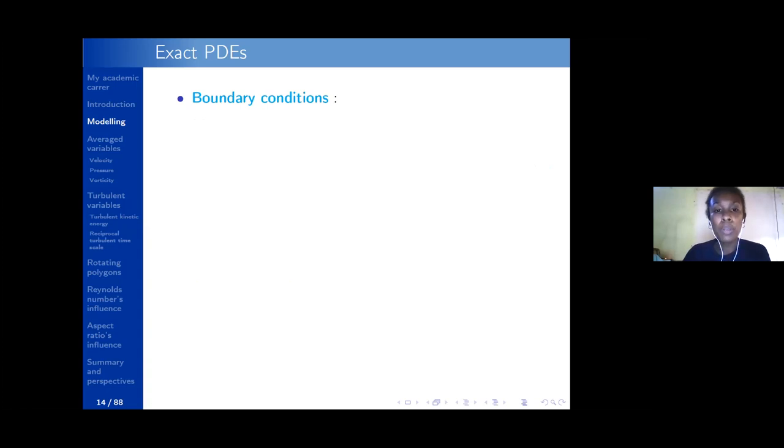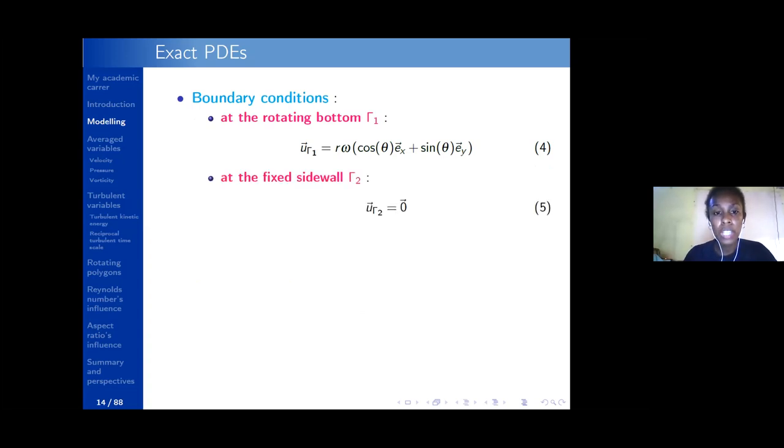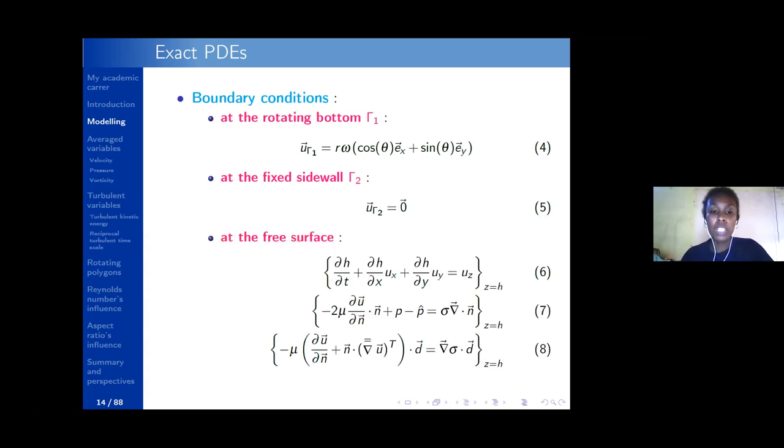We have three boundary conditions. First, at the rotating bottom. Second, at the fixed sidewall. Those two boundary conditions show that fluids at those boundaries follow the motion of the boundary concerned. And the last boundary condition is the free surface condition, where h is the height of the free surface and u is the velocity at the free surface.